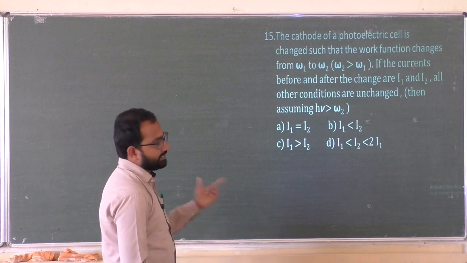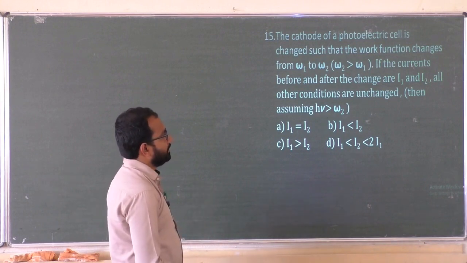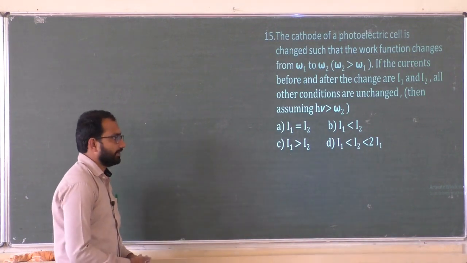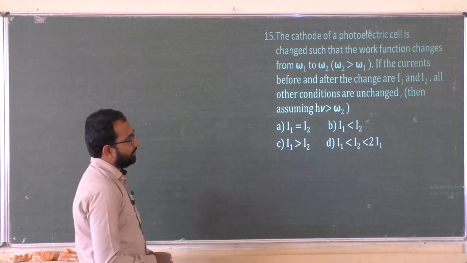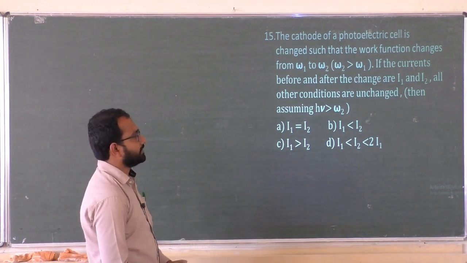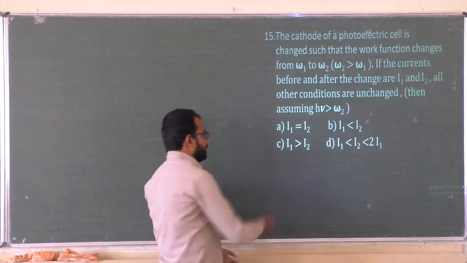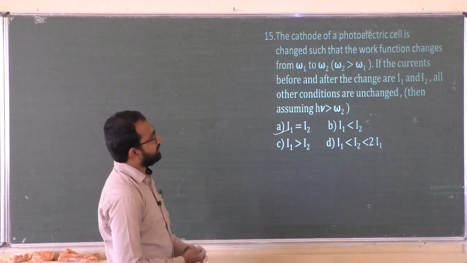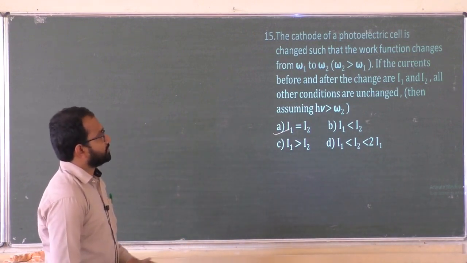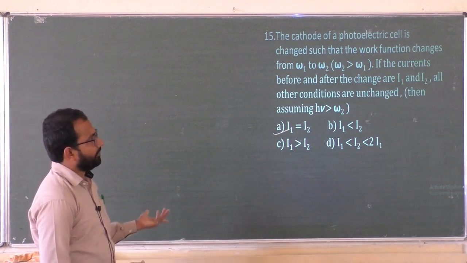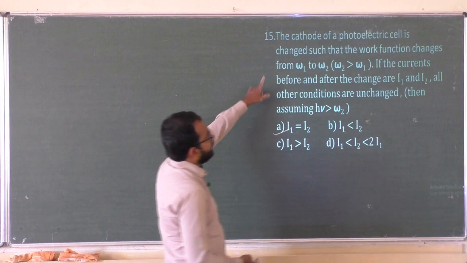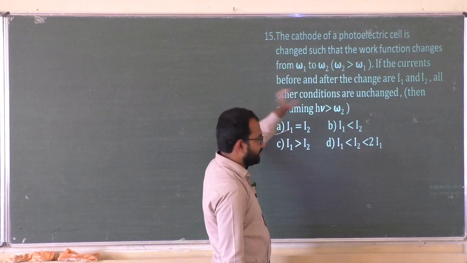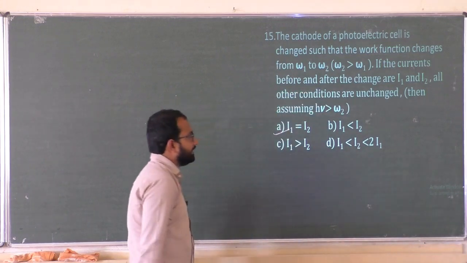See, current here means the saturation current. The anode voltage is kept sufficiently high. What happens to the saturation currents in the two cases? See, saturation current remains the same. I1 is equal to I2 because you are not changing the intensity of incident photons, right? The work function of the second cathode is omega 2, right? Incident photons have the energy h nu, it is the same. Intensity is not changed.